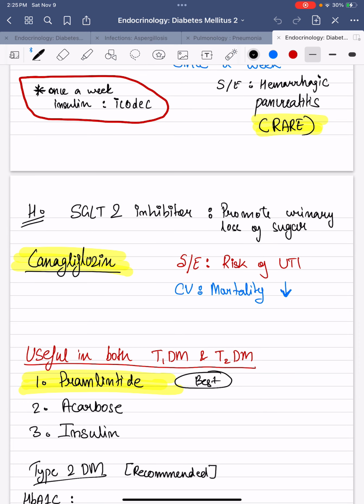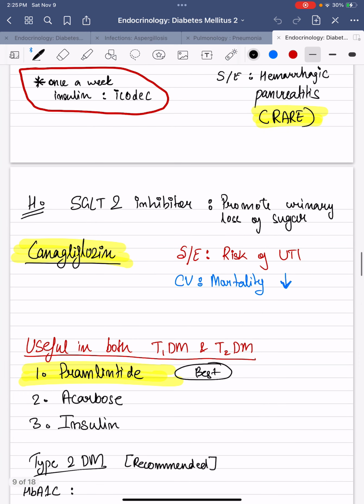And now the other class of drug which is very common, like many people would have heard about it, is SGLT2 inhibitors. It promotes the loss of sugar in the urine. So even without reading, we can already assume that if there is loss of sugar in the urine, there can be bacterial growth in the urinary tract because of the presence of sugar. And as we all know, bacteria love to have food around them, so there will be a side effect of risk of urinary tract infections.